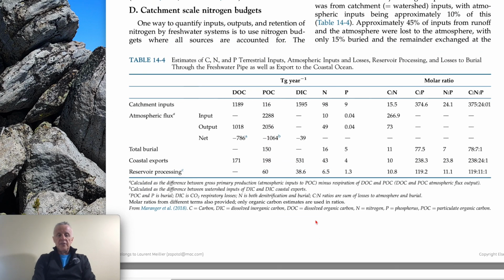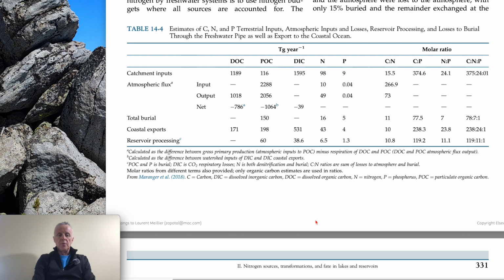So let's look at this table and this figure here. First the table. Table 14-4, estimates of carbon, nitrogen, and phosphorus terrestrial inputs, atmospheric inputs, and losses, reservoir processing and losses to burial through the freshwater pipe, as well as export to the coastal ocean. So it's in teragrams per year. We have catchment inputs, we have dissolved organic carbon, particulate organic carbon, dissolved inorganic carbon, nitrogen, phosphorus, the carbon to nitrogen ratio, the carbon to phosphorus ratio, the nitrogen to phosphorus ratio, the carbon, nitrogen, and phosphorus ratio.